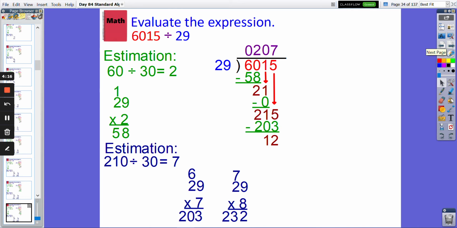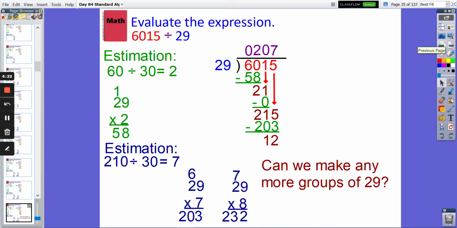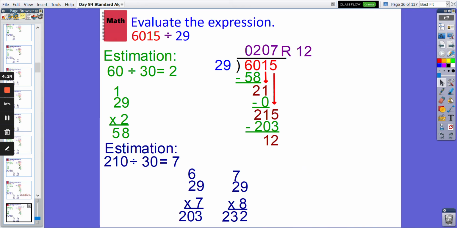So what do we do with that 12? We don't have anything else to bring down. 29 cannot go into 12. We can't make any more groups, so it is our remainder. So our quotient is 207 remainder 12, or another way to look at that is 207 and 12 over 29, because your remainder is your numerator and your divisor is your denominator. Okay?